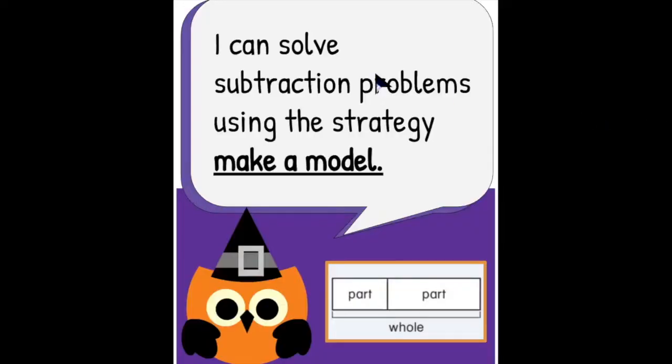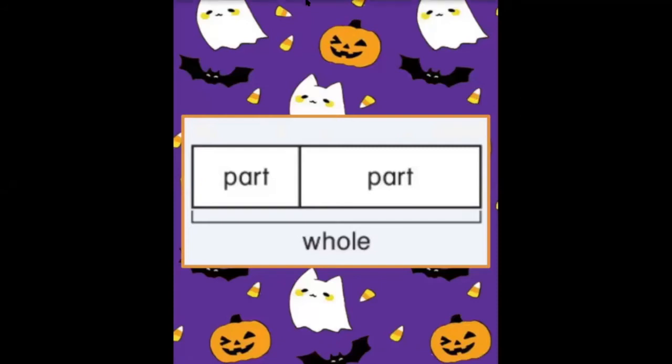Here is our I can statement for today. I can solve subtraction problems using the strategy make a model. Here is what our make a model strategy looks like. We used this model in our addition lessons in Chapter 1. These are called bar models. And when we use bar models, we say that we're using the make a model strategy.